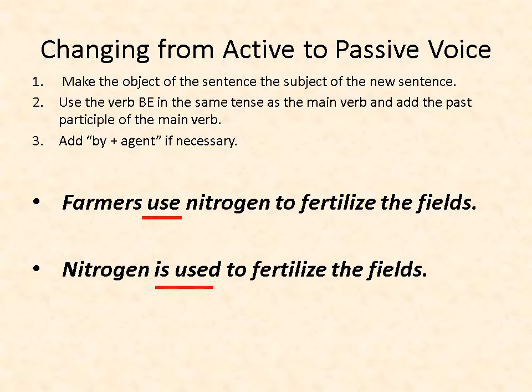Nitrogen is used to fertilize the fields. There's be in the simple present tense, and the past participle, used. Don't be confused with the ed on used. That isn't past time, that's the past participle. In the passive sentence, it's the verb be, or is in this case, that tells us that it's the passive voice.